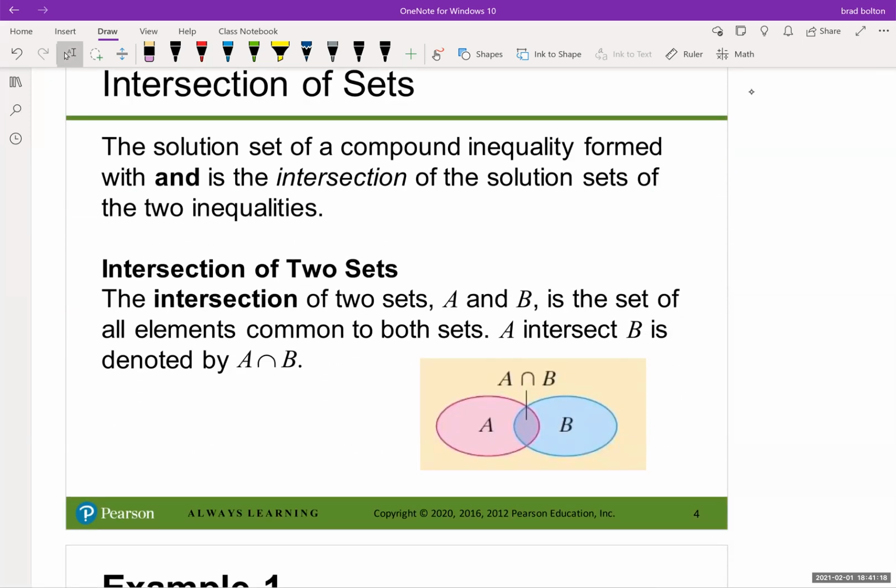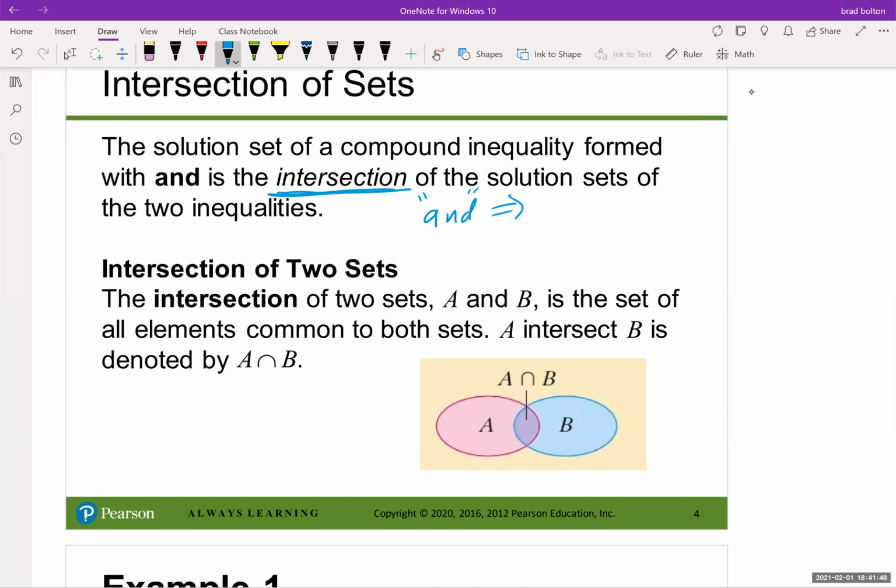So the solution set of a compound inequality formed with "and" is the intersection. This is very important. It is the intersection of the solution sets of the two inequalities. A lot of times I've also heard the term overlap. That's another good way they talk about compound inequalities: the "and" statement is what's the overlap between the two sets.